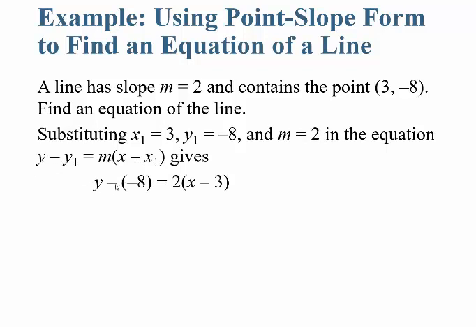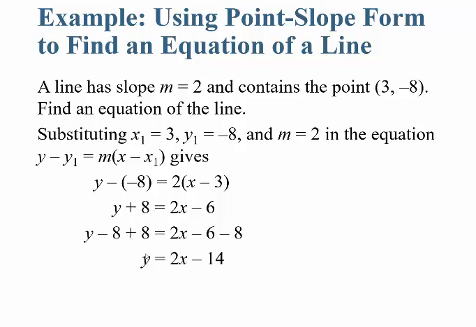You get y minus y1, so y minus negative 8, is equal to 2 times x minus x1, which is 3. So simplify here. Double negatives become positive, so y plus 8. Distribute the 2, so you get 2x minus 6, 2 times minus 3 gets me minus 6 here. The next thing I'm going to do is subtract 8 from each side. So these 8s cancel, and you get y is equal to 2x minus 6 minus 8, which gets me minus 14.